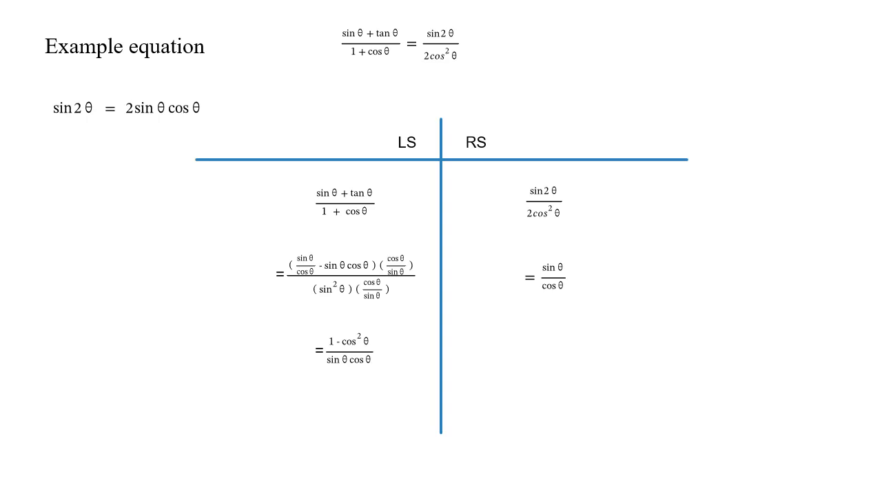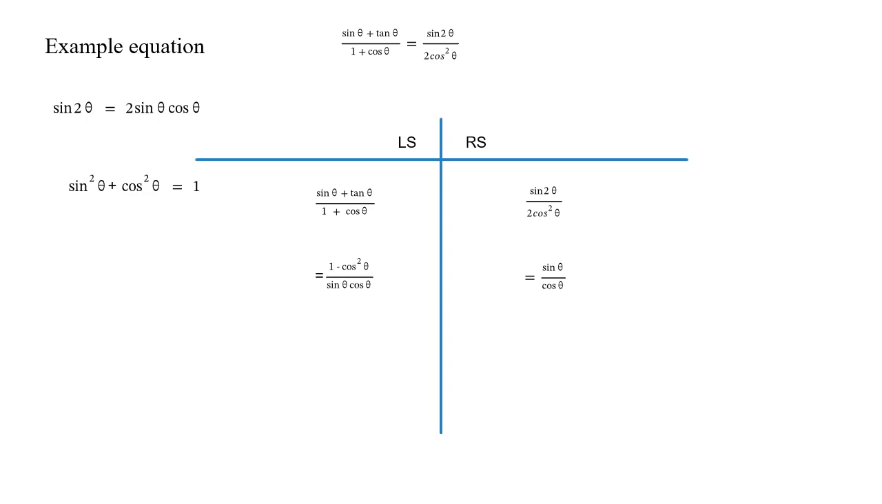Now on the bottom here, you have sine squared theta times cosine theta divided by sine theta. Now, sine squared theta is equal to sine theta times sine theta. Now, the dividing by sine theta here will cancel out one of those multiplying sine thetas, so you're left with sine theta times cosine theta.